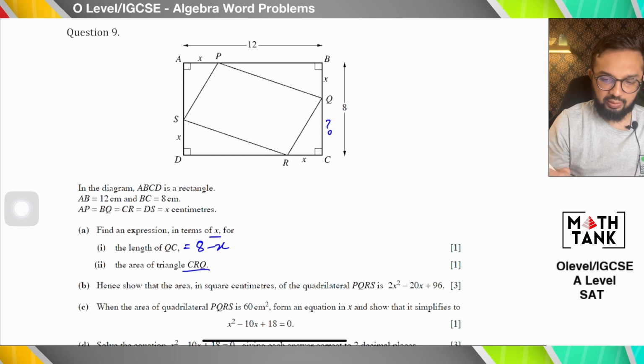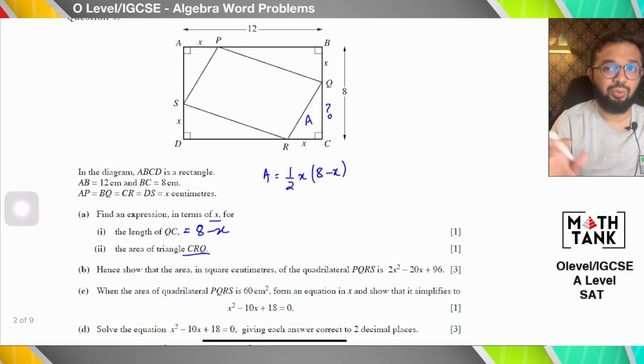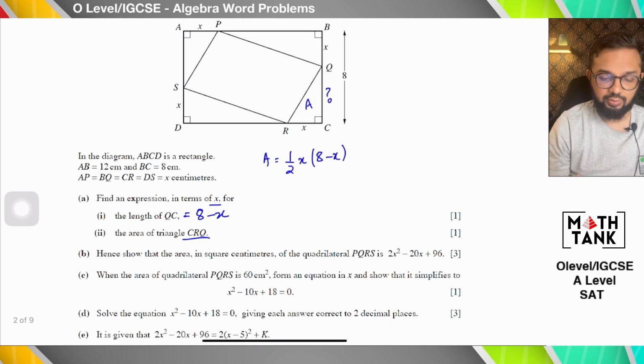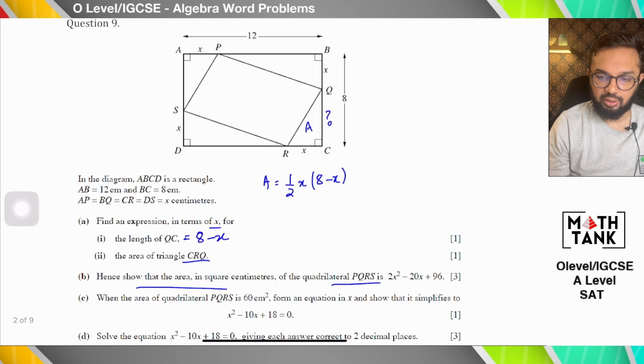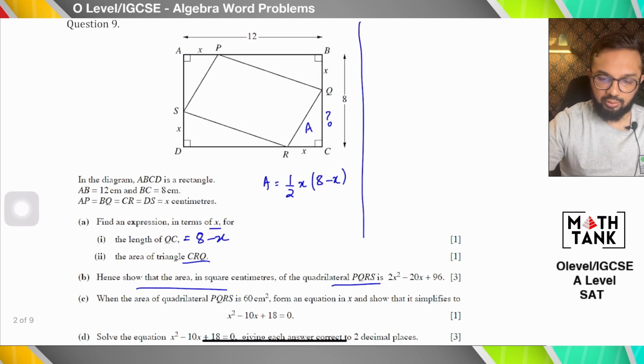The area of the triangle CRQ. So the area of this triangle, that's what I'm asking you. I'm going to say that area equals half base into height. Okay, that's the area of the triangle. I don't need to multiply this right now unless the question says so. And show that the area of the quadrilateral PQRS is... Now, when I'm talking about the area of PQRS, I'm talking about this internal area.